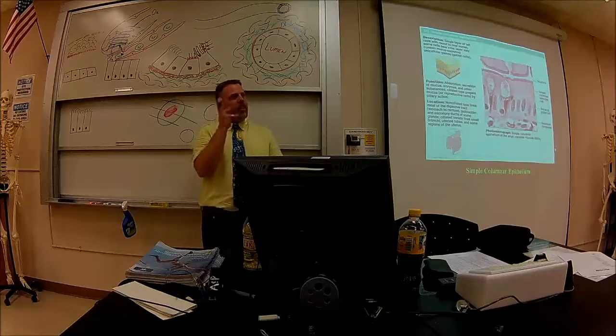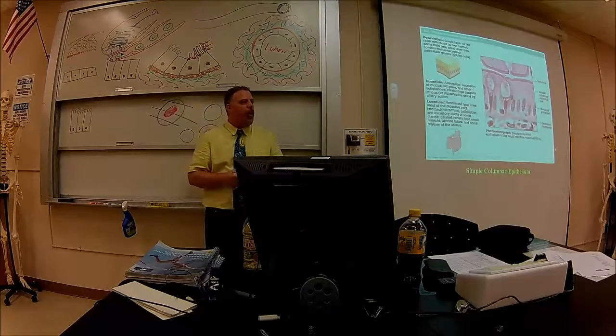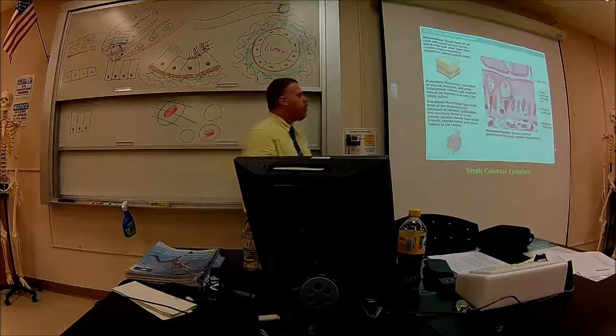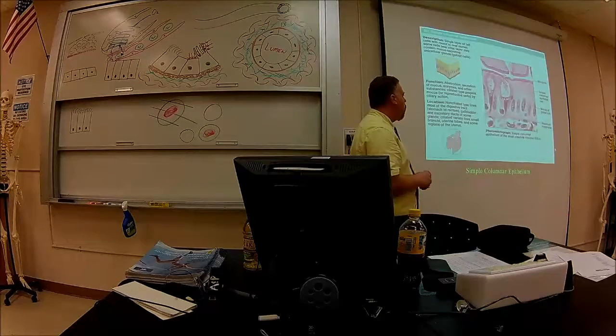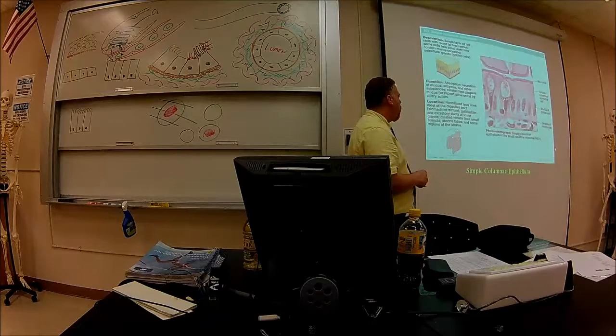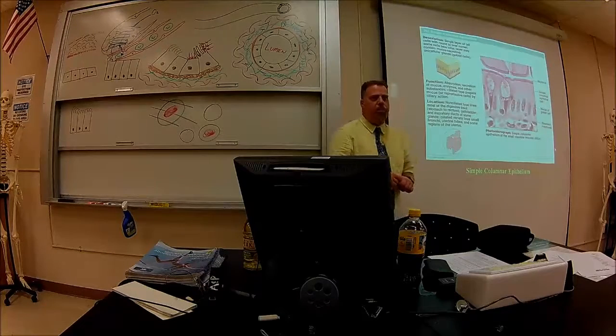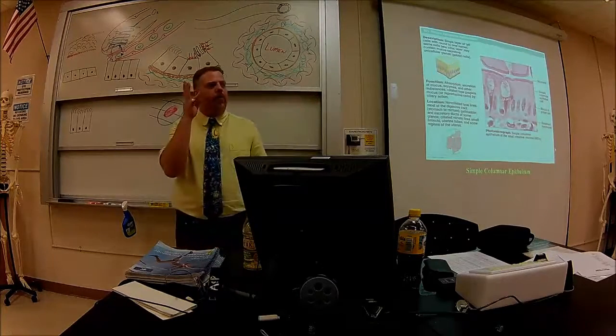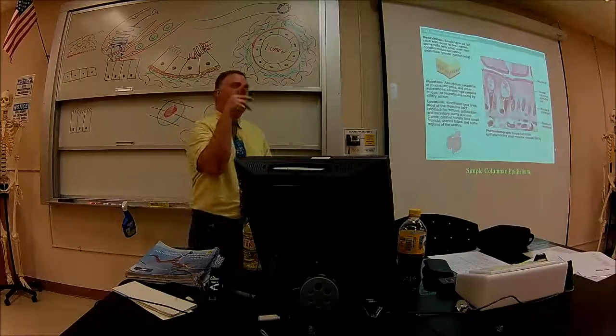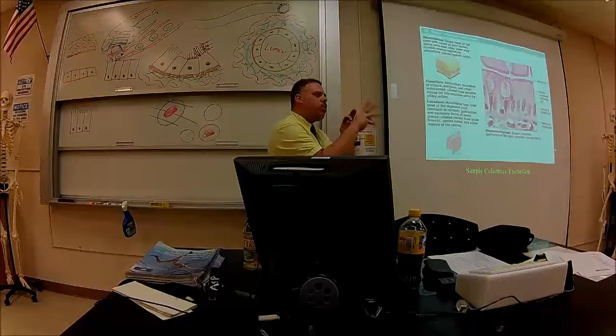They may have cilia on it, and that's where you're going to find simple columnar epithelium located in the fallopian tubes. Okay? And the fallopian tubes will have the cilia there to try and push that egg towards the uterus, where the sperm is.